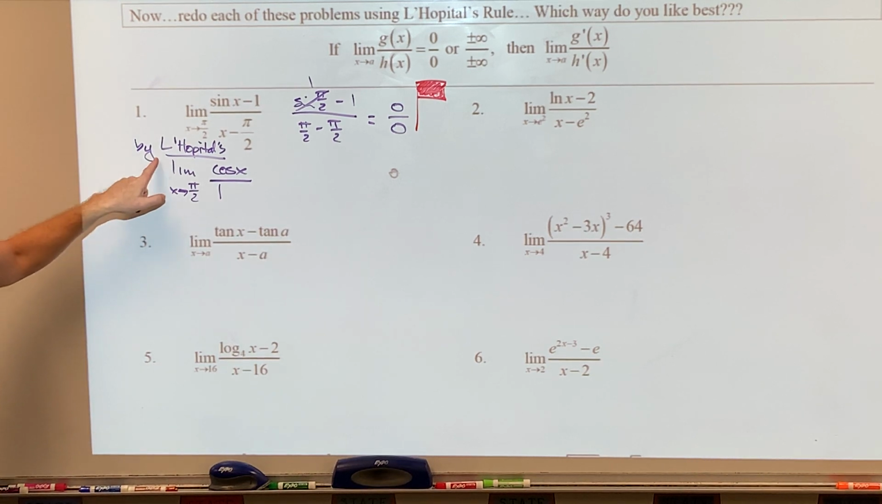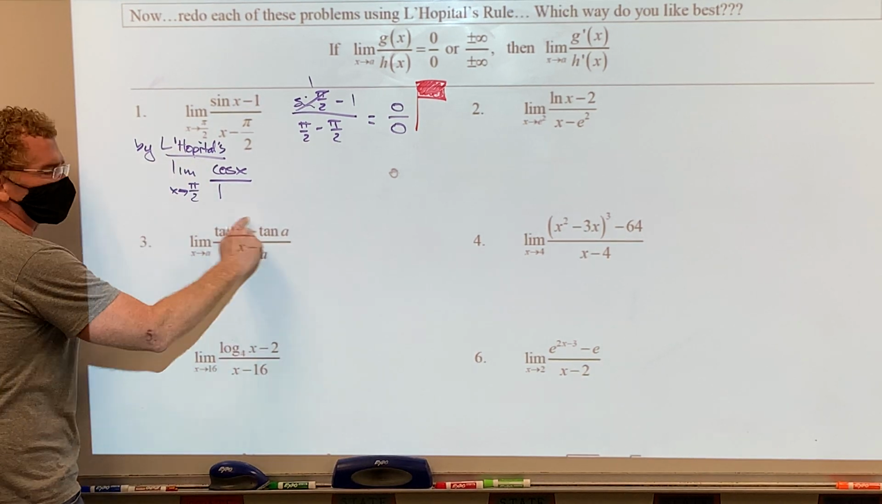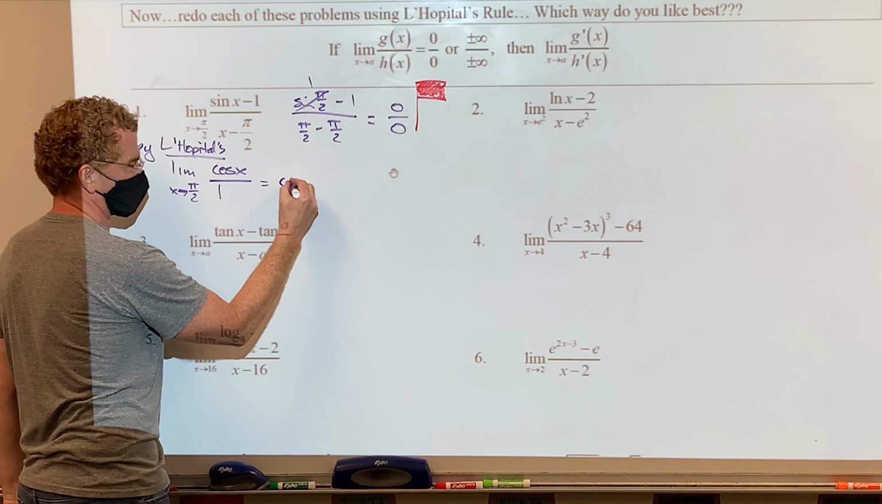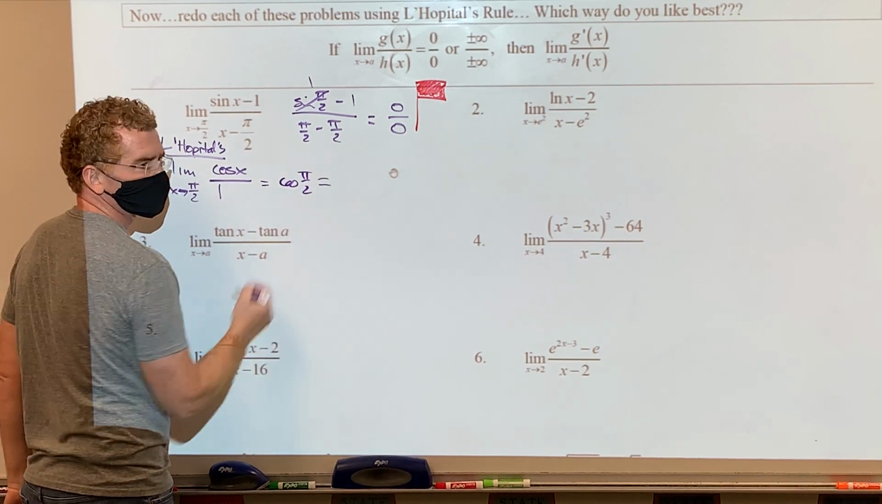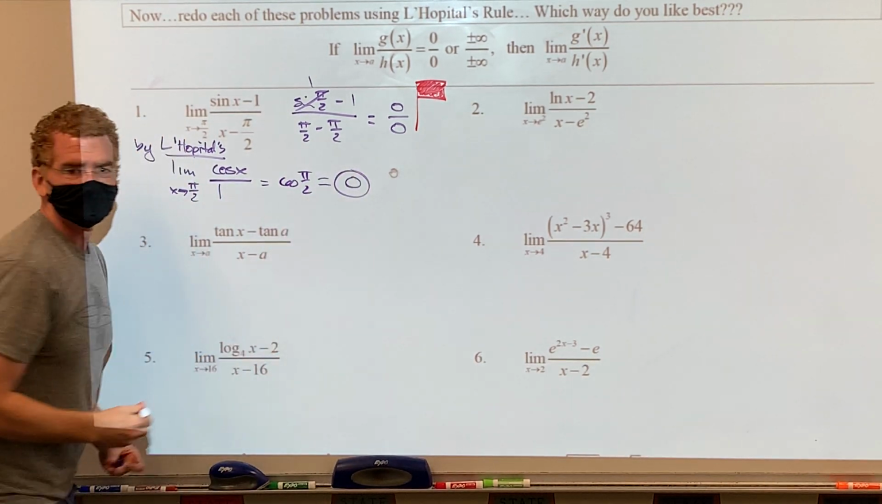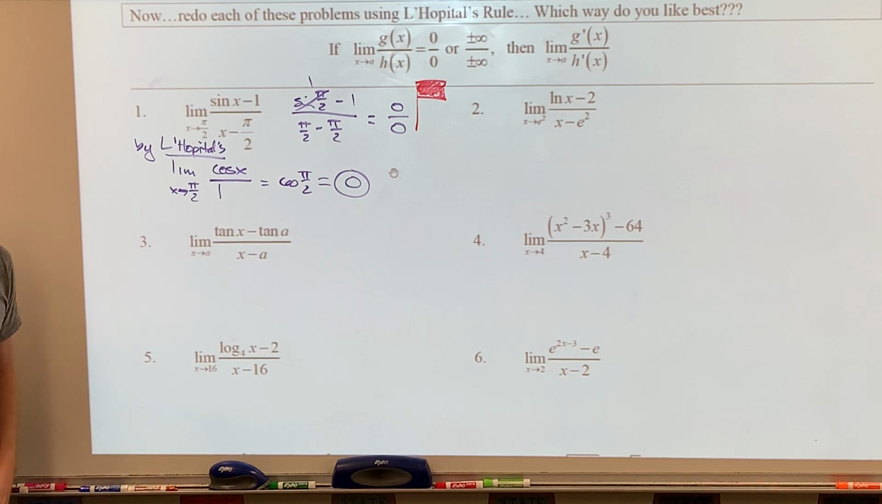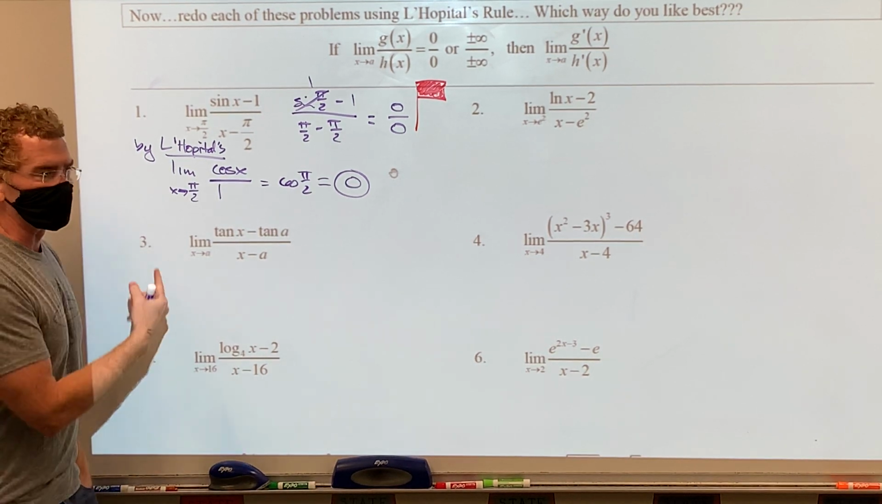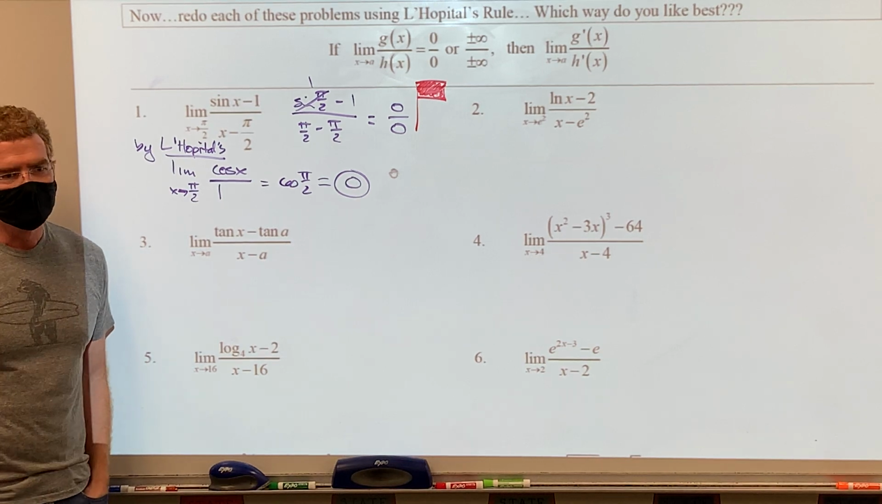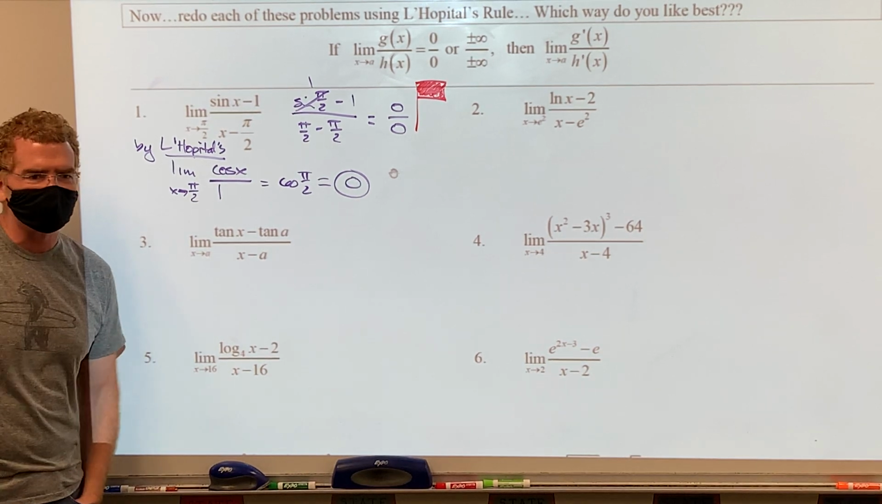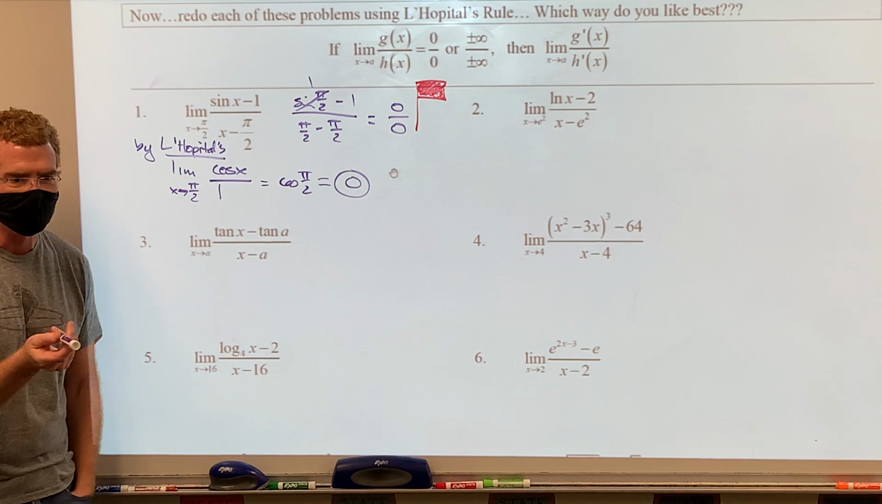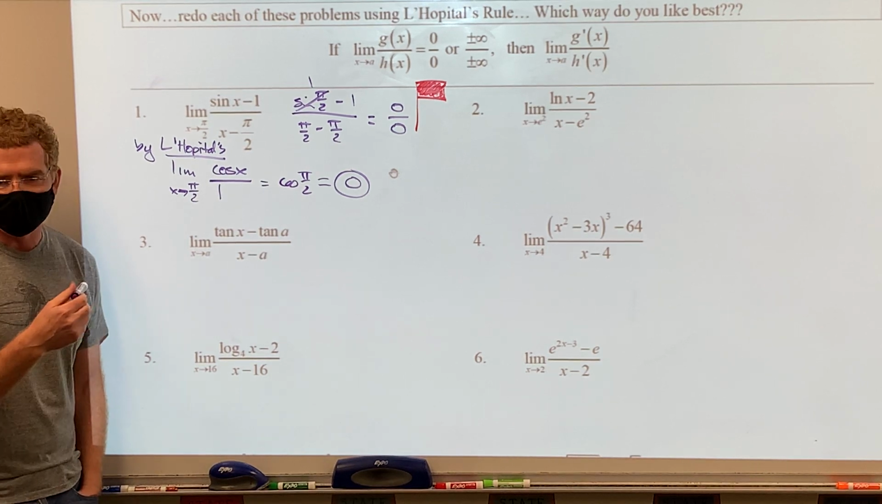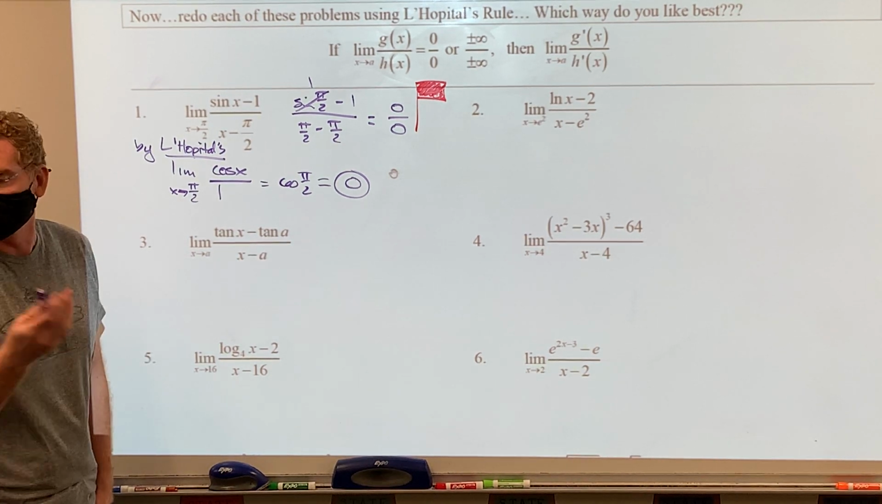But anyway, by L'Hopital's, I redo my limit, and what happens now when I plug the pi over 2 in? I get a 0. Guys, all those problems we did on your limits test where you got 0 over 0, you could have done L'Hopital's rule if you knew it. I don't know if any of you did. I know half of you I taught last year and know L'Hopital's rule, but I don't think anybody applied it. Which is okay, because I didn't need you.